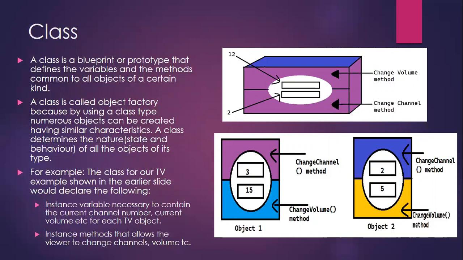A class determines the nature and state of all the objects of its behavior. For example, the class for our TV example shown in the earlier slide would declare the following: instance variables necessary to contain the channel number, current channel volume, etc. for each TV, and instance methods that allow the viewer to change channels and volume, etc. This is the concept of class.